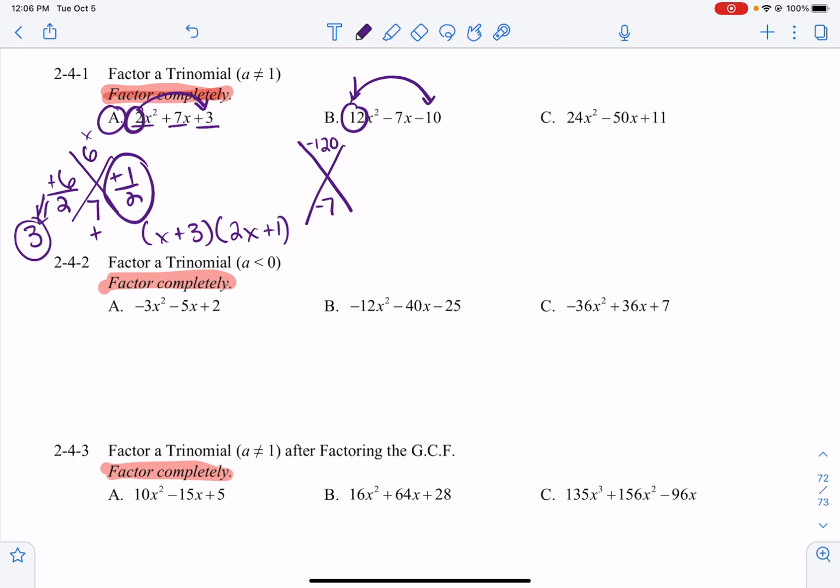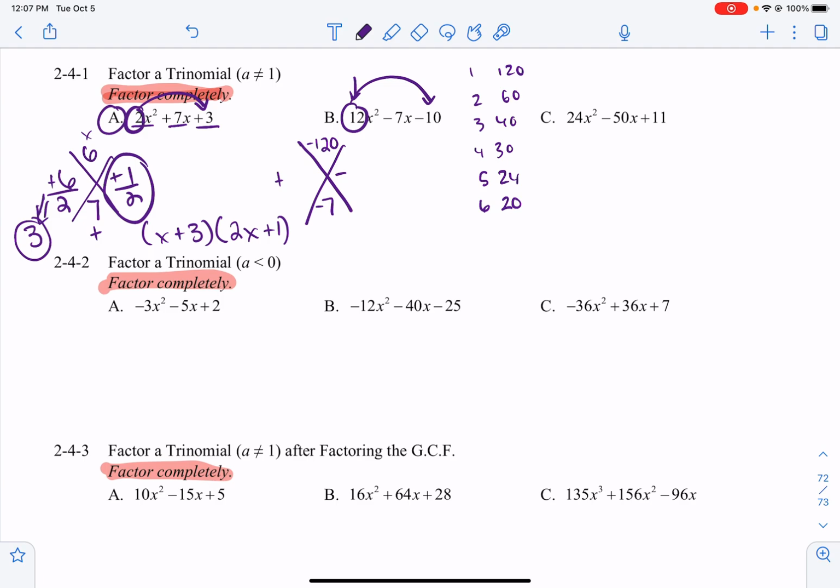And that tells me a little bit. That tells me that I need to have a plus and a minus number because they multiply to a negative 120. One's positive, one's negative. So I'm looking for 2 numbers that combine to be negative 7. So if I start making my list, 1 and 120, 2 and 60, 3 and 40, 4 and 30. I'm getting closer to 7, but I'm still quite a ways away. 5 and 24, still too far. 6 and 20, still too far.